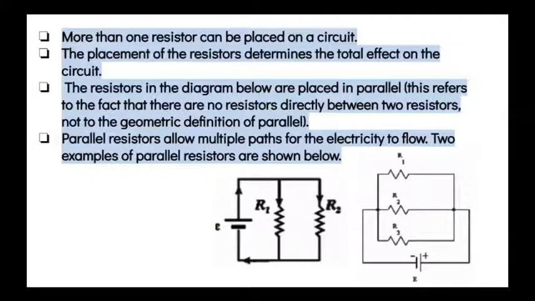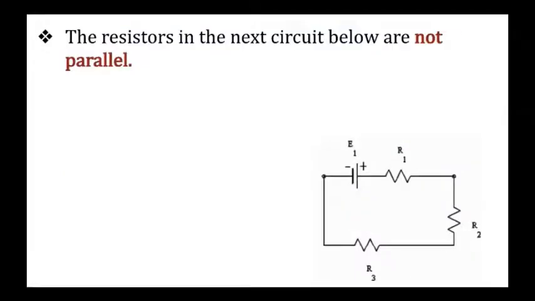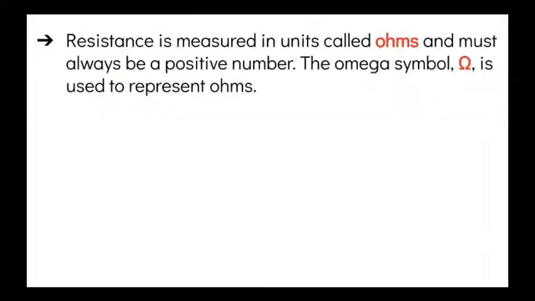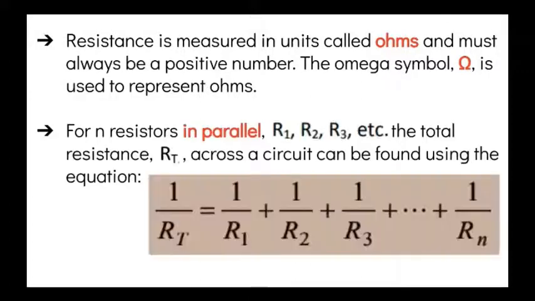Parallel resistors allow multiple paths for the electricity to flow. Two examples of parallel resistors are shown below. The resistors in the next circuit below are not parallel. These resistors are placed in series because the electricity must travel through all three resistors as it travels through the circuit. Resistance is measured in the unit called ohms and must always be a positive number. The omega symbol is used to represent ohms.